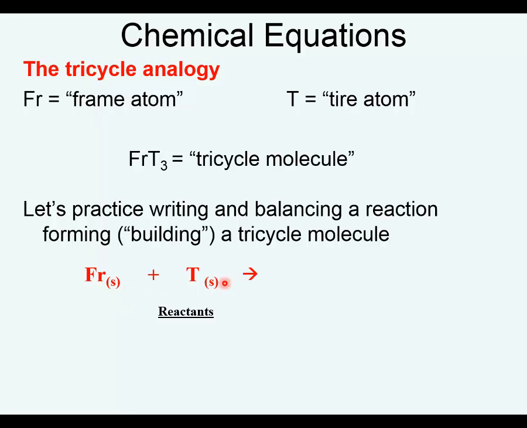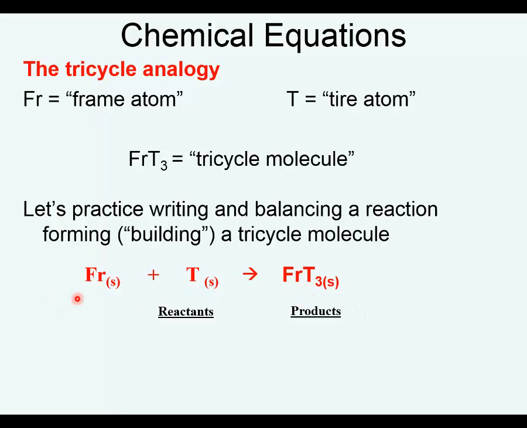Now I'm going to show a reaction arrow showing that I'm forming something to the right. That's going to be my products. Now over the reaction arrow we could indicate heating with a capital Greek delta, which is a triangle. We can indicate temperature. We can indicate unique conditions for the reaction above the arrow. Here I'm not indicating any special unique conditions, but I will indicate my product molecules, which are going to be my tricycle. So I have a frame and 3 tires.